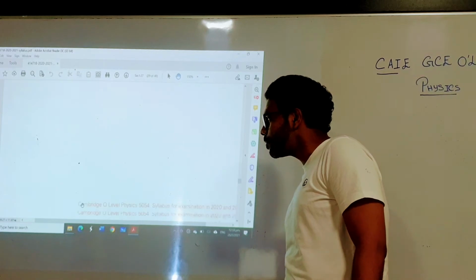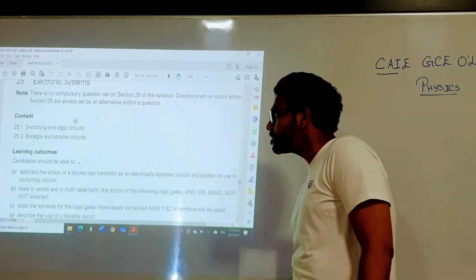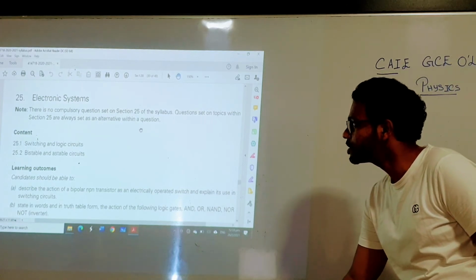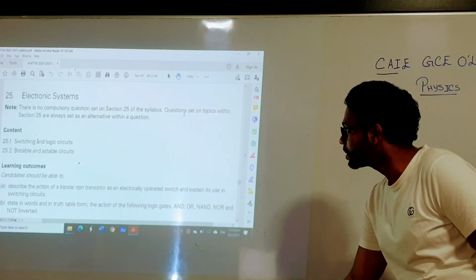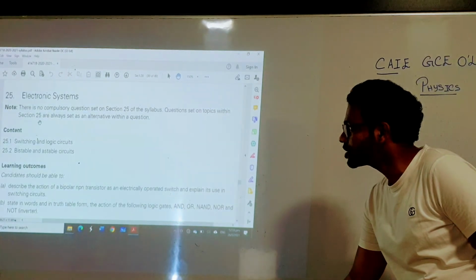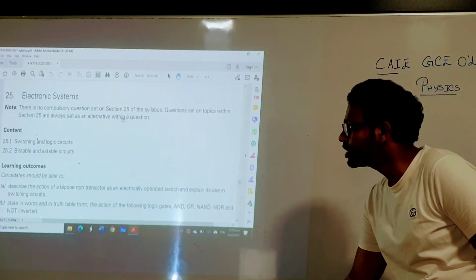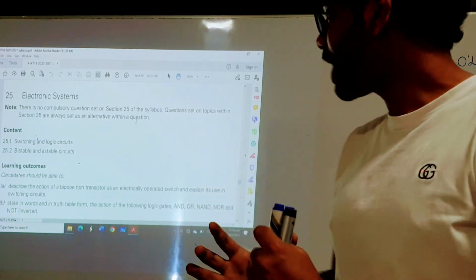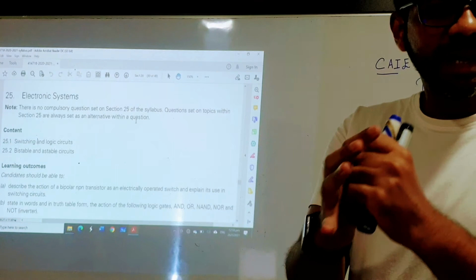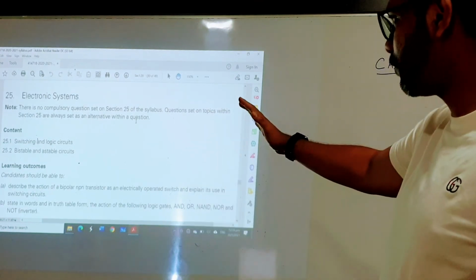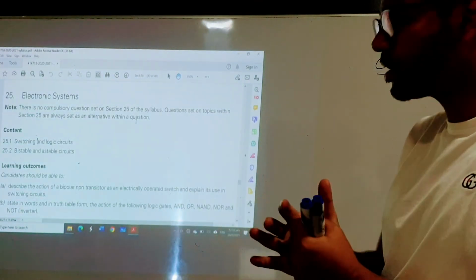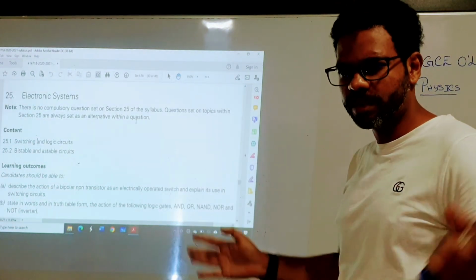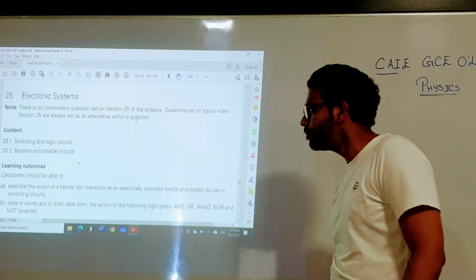And then in the last part we have electronic systems. There is no compulsory question set on this section of the syllabus. Questions set on topics within section 25 are always set as an alternative within a question. So questions from this section will never have a compulsory part. Electronic systems never come in paper 1. But if you have it in paper 2, it always comes as an option. We will see that later when we solve the question paper.